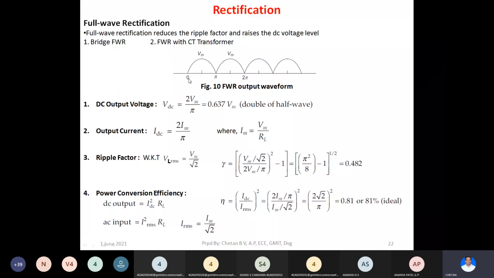This is for the first half cycle or positive half cycle of the input AC. So you will get this part when D2 and D3 are on. You will get this part.